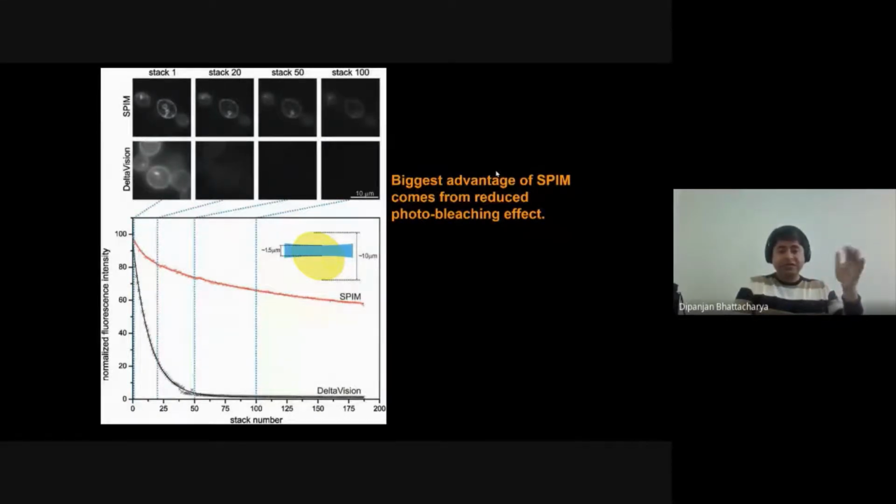And the second thing is photobleaching, because you are not illuminating all the planes, you are just illuminating one plane and taking an image from that plane.